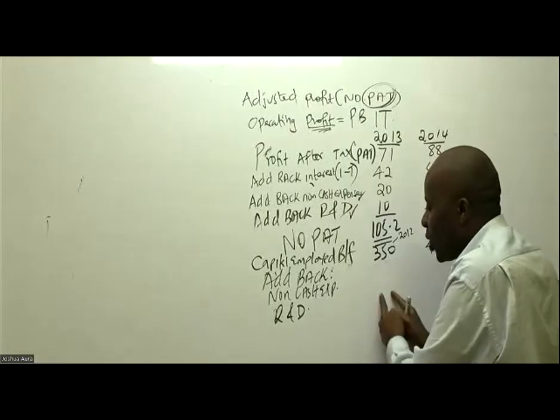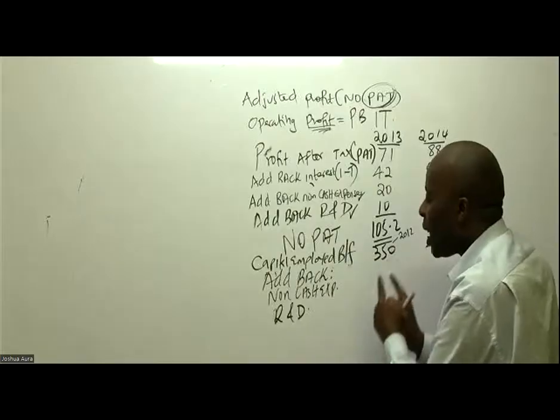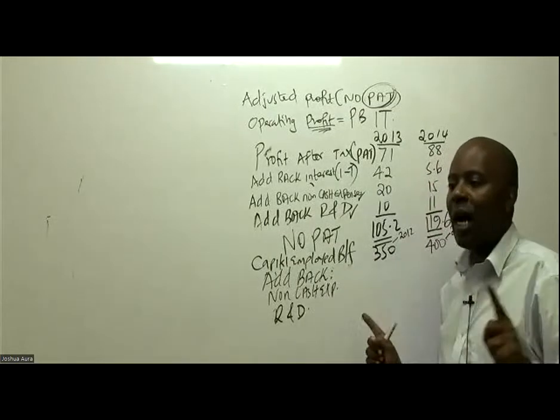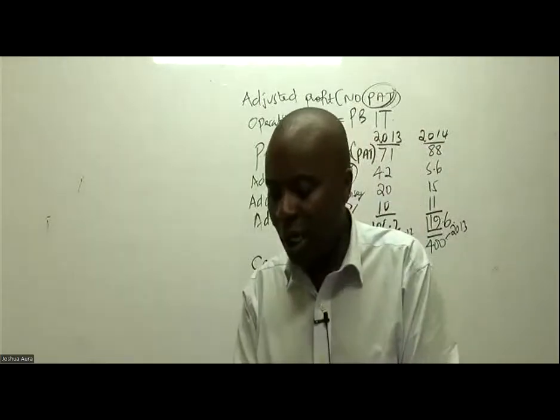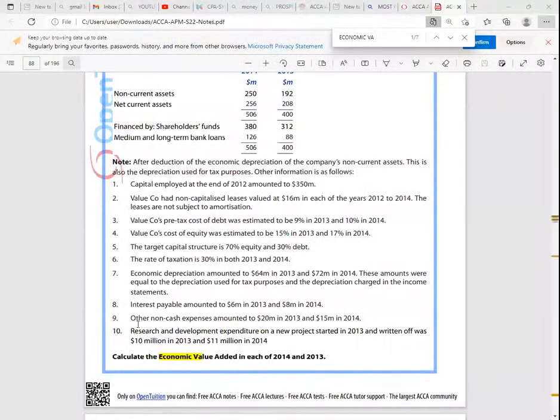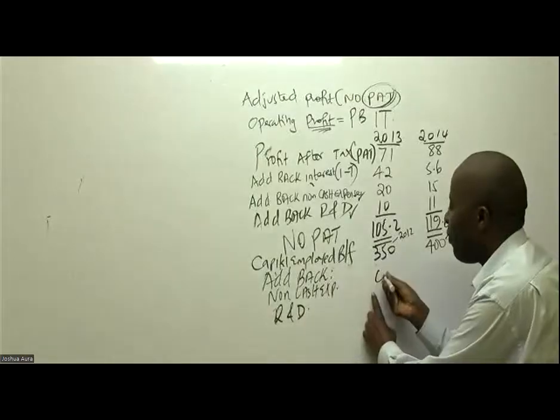What happened in 2012? For sure, we don't have any non-cash expenditure of 2012. You see here, the other non-cash expenses, they've only given us for 2013. So in this case, the non-cash expenditure for 2012 must have been 0.